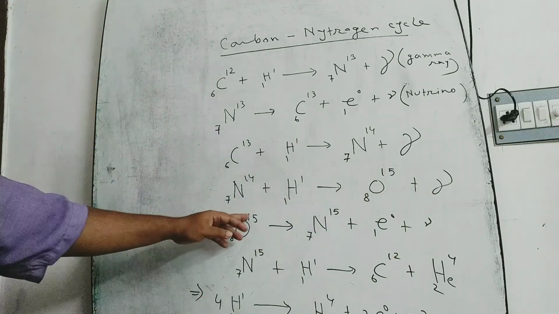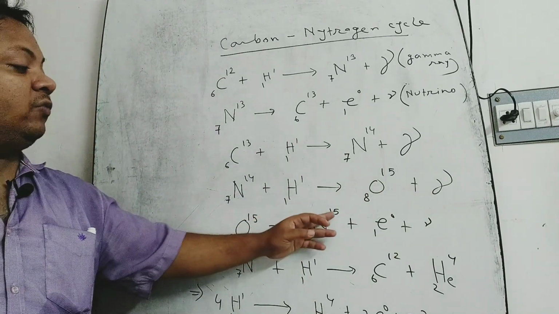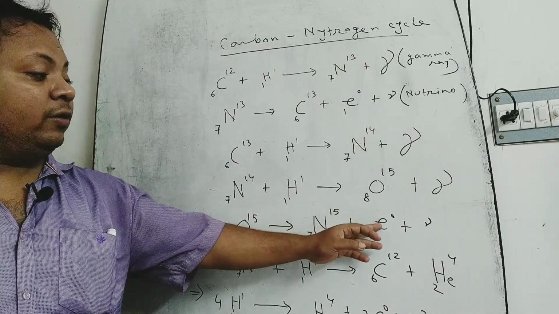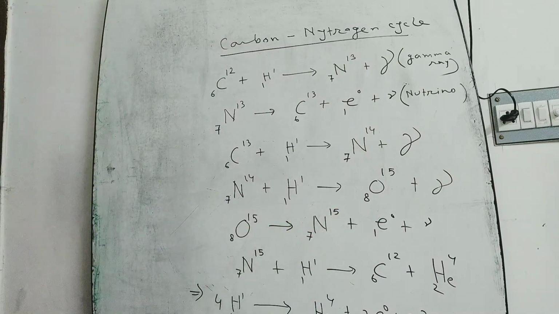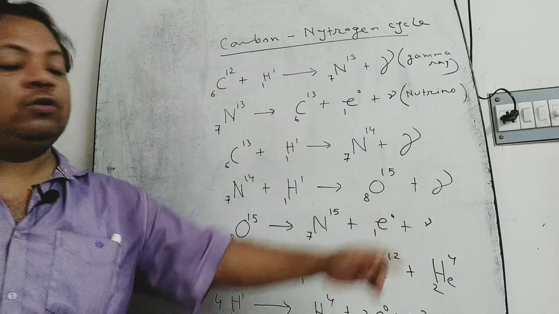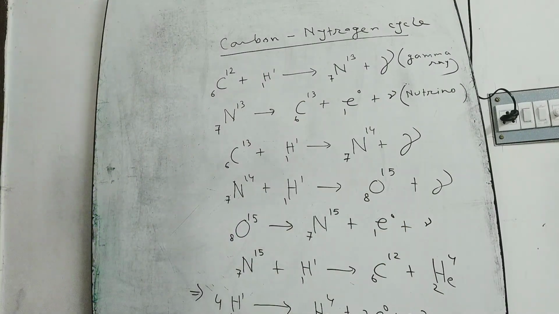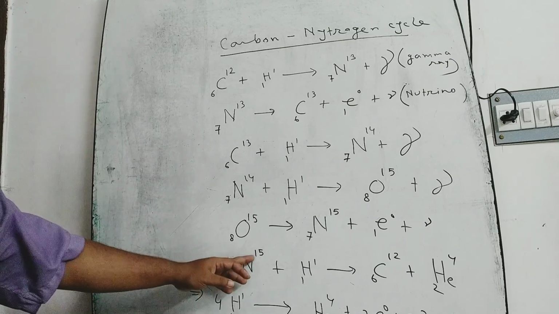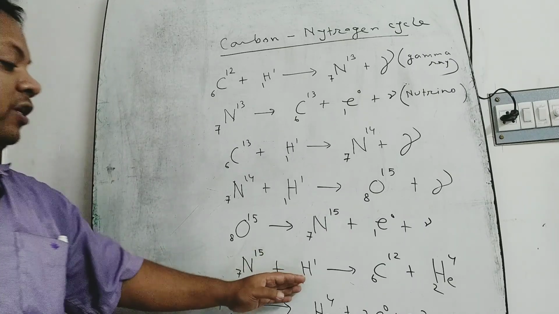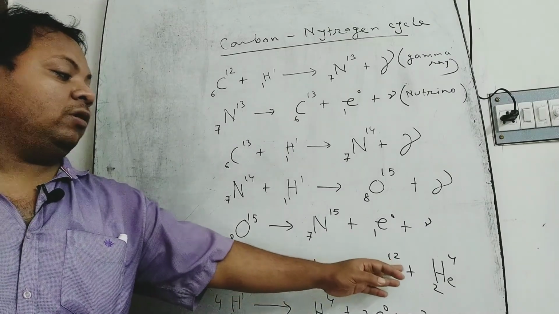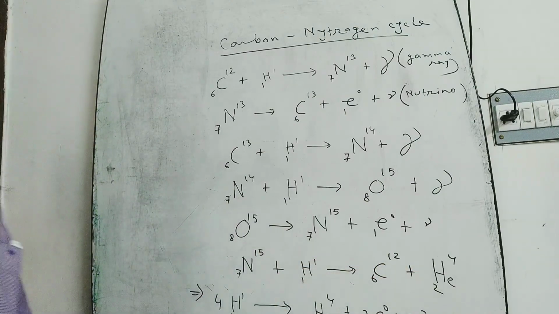Now from oxygen-15 we get nitrogen-15 plus 1 positron and a neutrino. Next, nitrogen-15 reacts with 1 protium and gives carbon-12 plus 1 nucleus of helium. This is known as the carbon-nitrogen cycle.